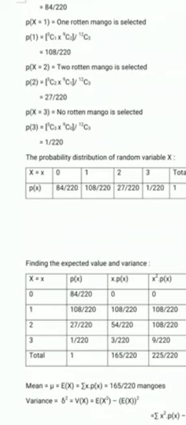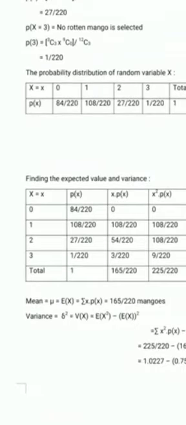Now x square into px, so the value of x square into px is equal to multiplying x into px with x again. So 0 into 0 will give the answer 0. 108 by 220 into 1 gives the answer 108 by 220. 54 into 2 by 220 will give the answer 108 by 220. 3 by 220 into 3 will give the answer 9 by 220. So we get the answer as 225 by 220.